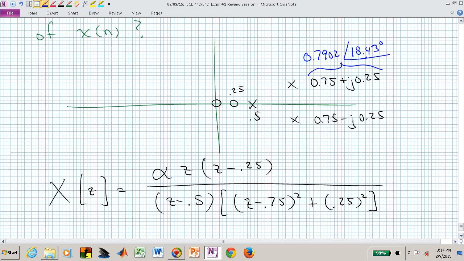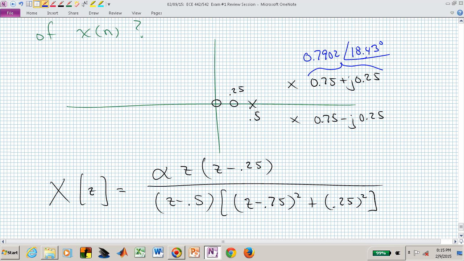Now, what's the structure of little x of n with this pole zero diagram? Is your response stable? What influences stability? Poles, zeros, an average of poles and zeros? Are we learning anything in this class? What do we concentrate on for stability? Poles.